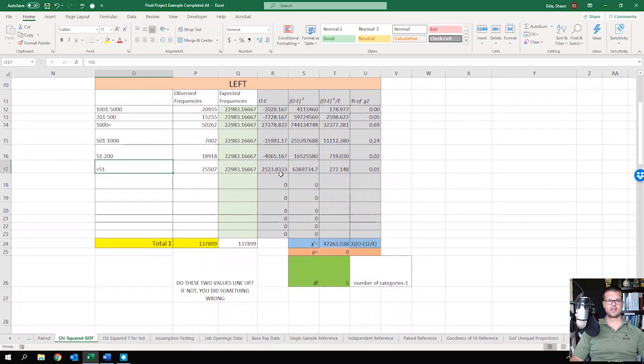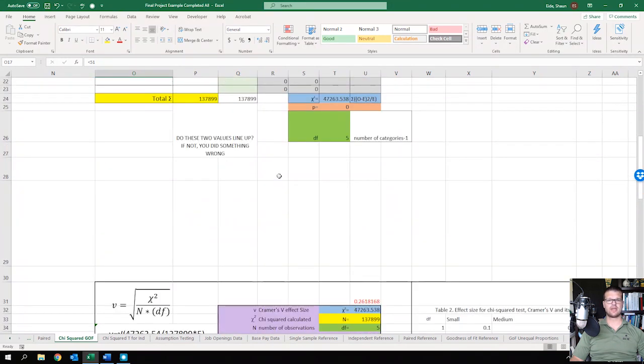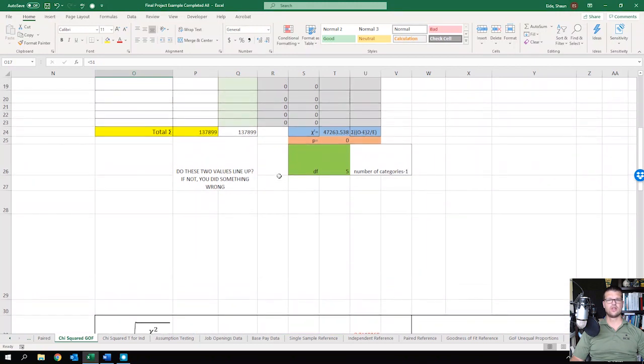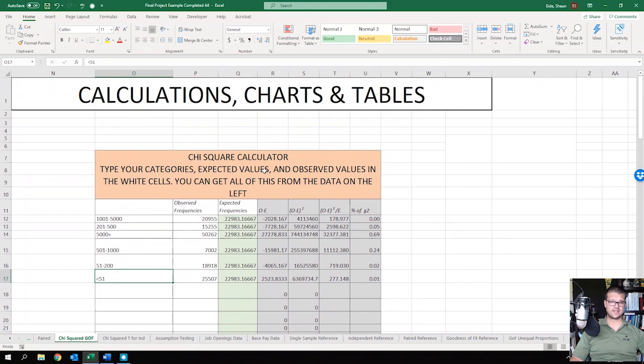I've already done all the calculations, and hopefully what this is going to do for you is make it a lot easier for you to look at it and be like, okay, I don't have to do all the tedious calculations. All that I have to do is interpret it.